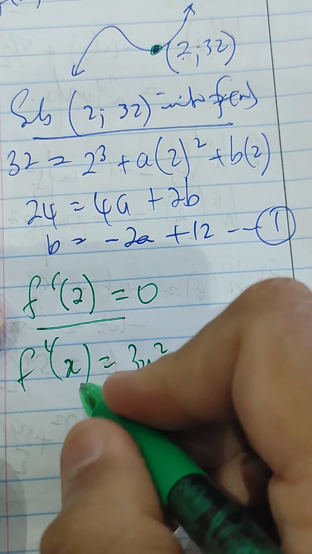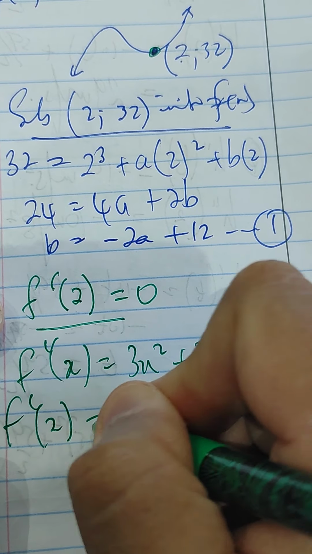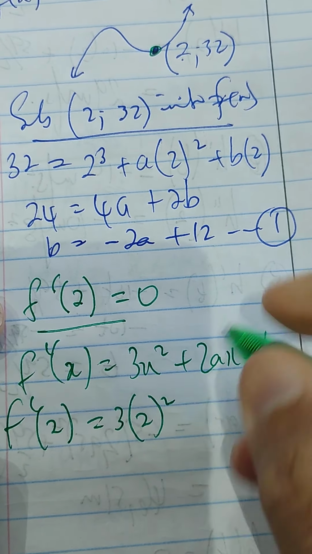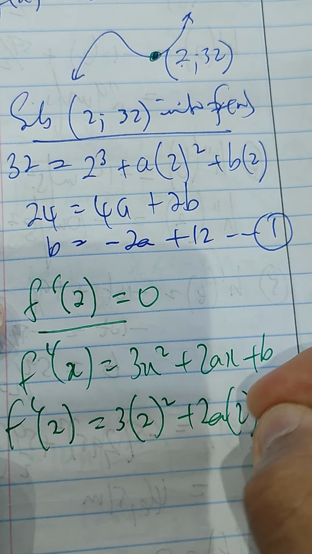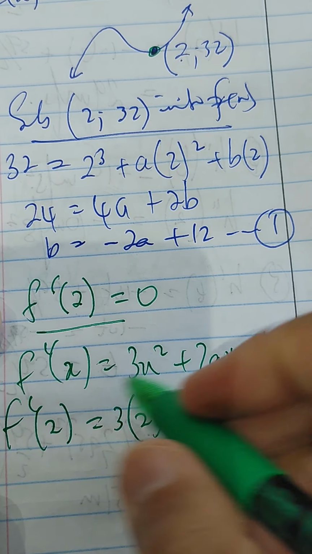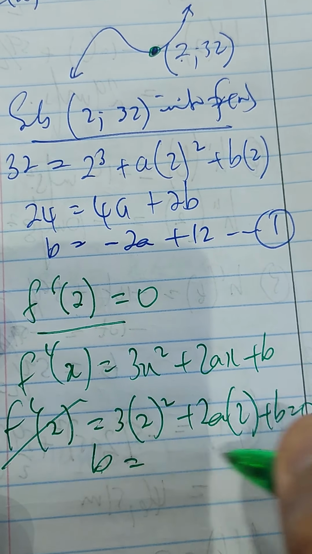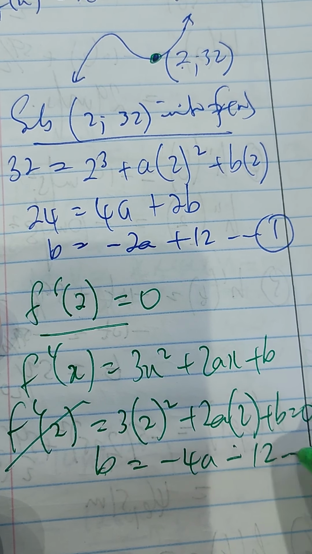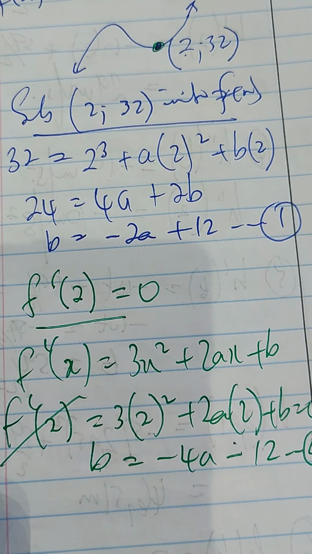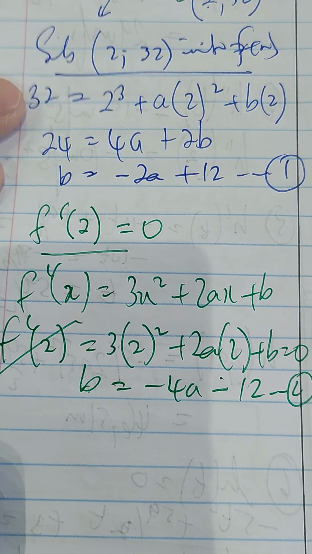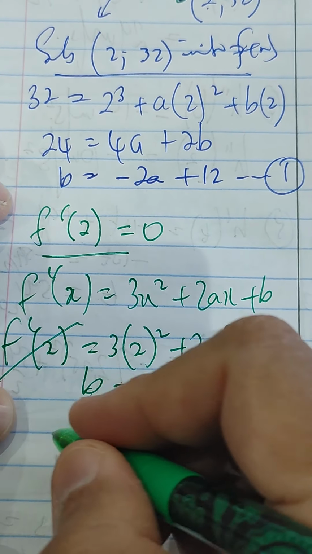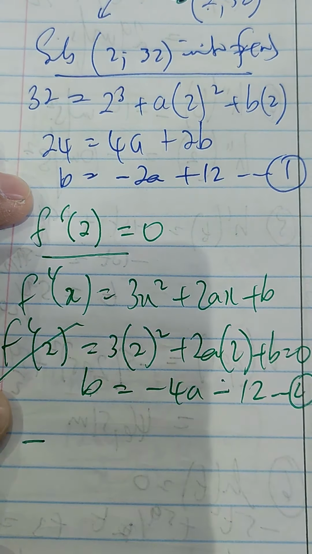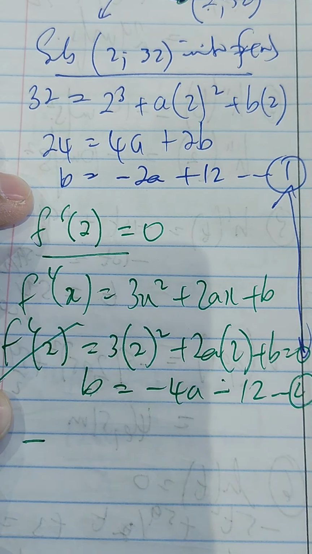Okay. So f prime of 2 is equal to 0. So it's going to be 3 times 2 squared plus 2a times 2 plus b is equal to 0. So b is equal to negative 4a minus 12. That's equation 2. So what I do now is I set the two equations equal to each other to solve for b. So we set equation 1 equal to equation 2.